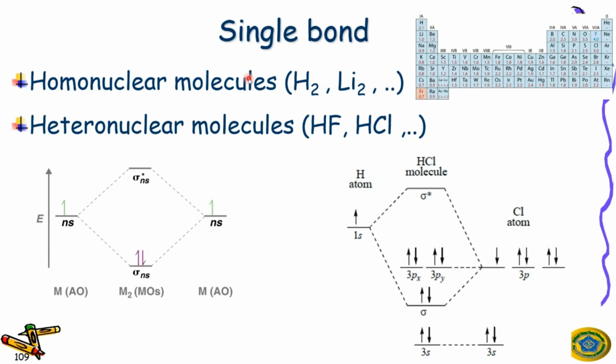Right, so when we talk about the single bond, homonuclear means you have 2 identical atoms. That means hydrogen-hydrogen, fluorine-fluorine, chlorine-chlorine. This is a homonuclear molecule. And another one is heteronuclear molecules. That means you have hydrogen fluoride, hydrogen chloride, something like this, sodium chloride, something like this. So for the homonuclear molecular orbital, the energy level diagram looks like this, and for heteronuclear molecules, the energy level diagram looks like this.